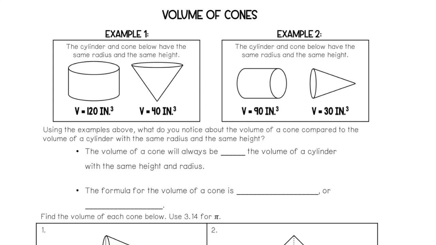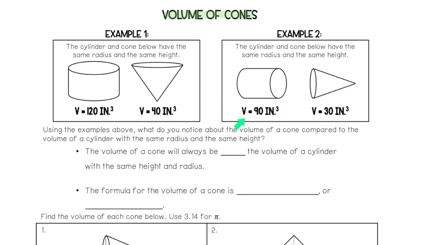All right, guys, today we're going to look at volume of cones. When we talk about volume of cones, we can compare a cone to a cylinder. So if you look at the cones and cylinders we have here, I want you to take note of the volume. So the cylinder in this case has a volume of 120 cubic inches, while the cone is 40 cubic inches. What is the relationship between the 120 and 40?